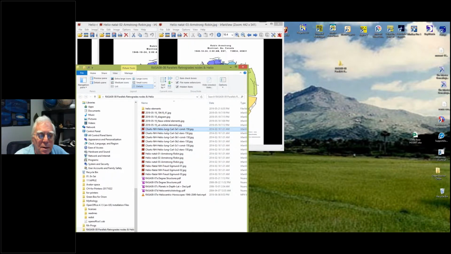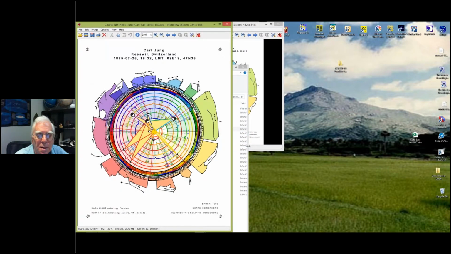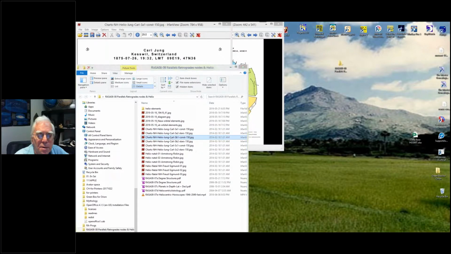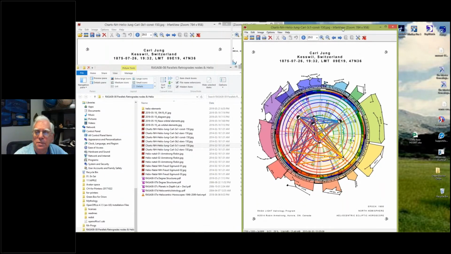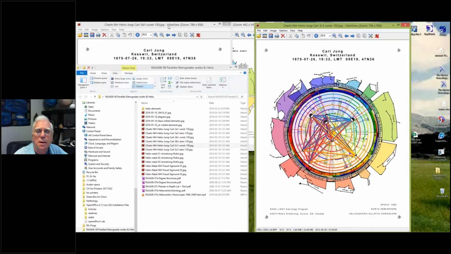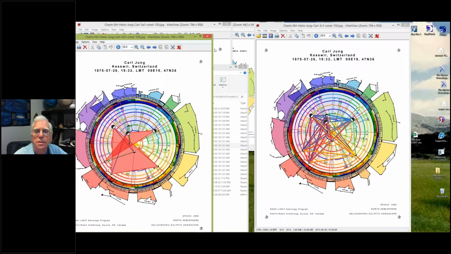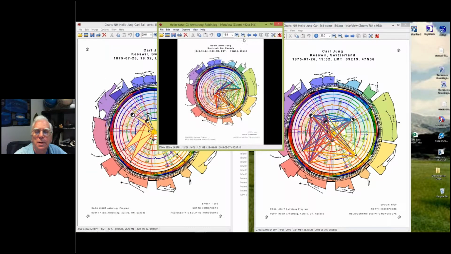Okay, so these are the 3 for Carl Jung. So if I look at this one and mine, not that one, let's take the multicolored one. Yeah, so I take my multicolored one.